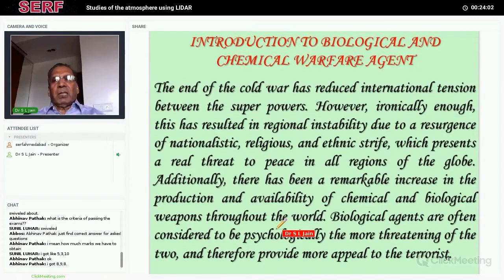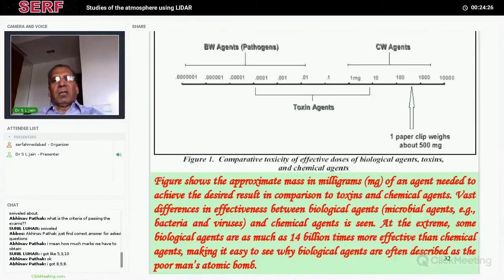All the groups, where you don't know at any time. So additionally, there has been a remarkable surge in biological agents, which are considered to be physiologically the more threatening of the two, and therefore provide more appeal to the terrorists to use them. So in the next slide, let's see how effective they are.